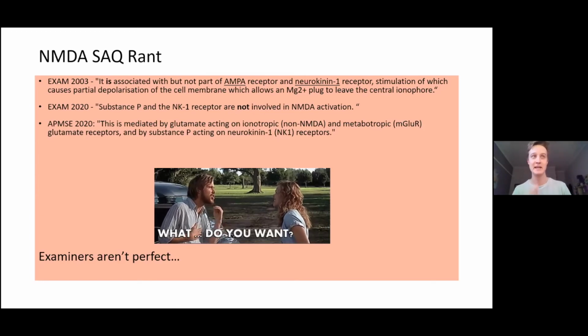And then they asked the same question in 2020, and the examiner said, substance P and the neurokinin 1 receptor are not involved in NMDA activation. Like, this was probably the most frustrating example of examiner conflicts that I came across during my primary exam. You just have to accept that examiners are not perfect.